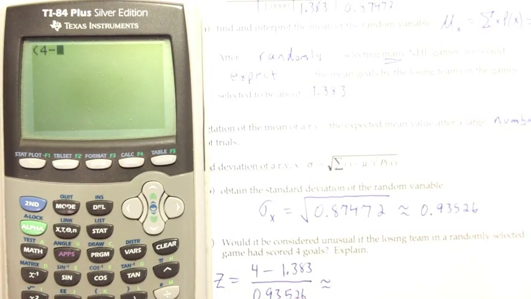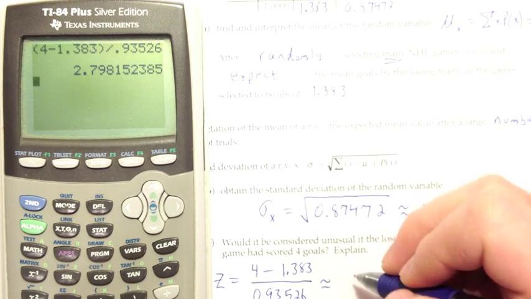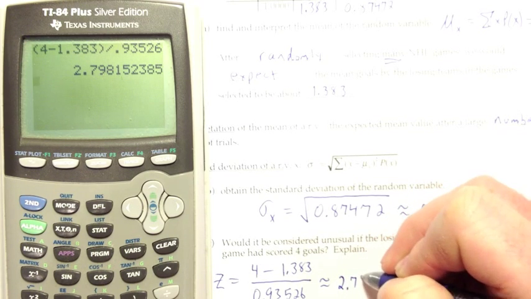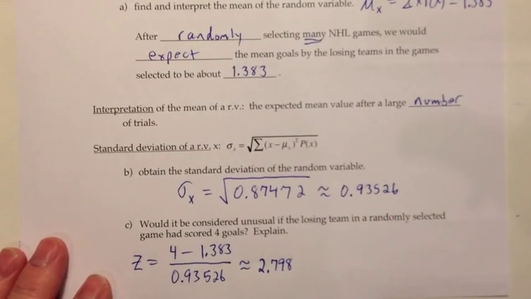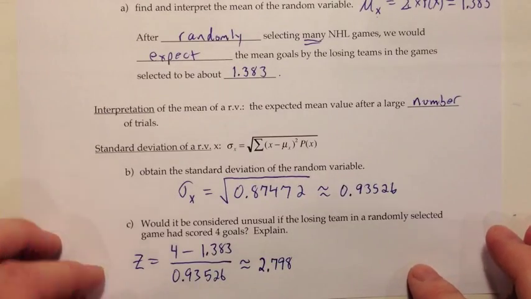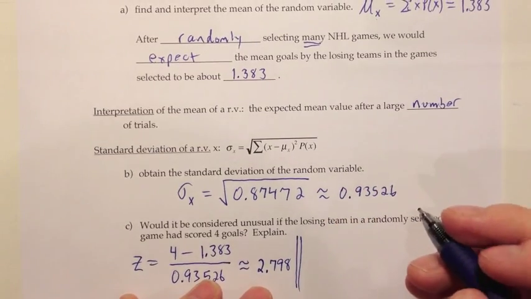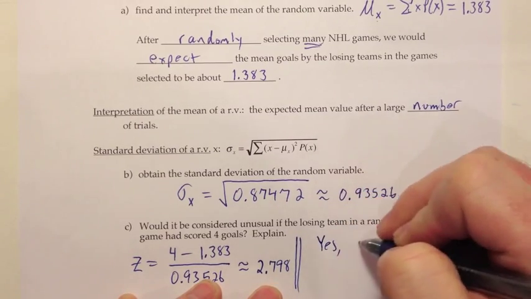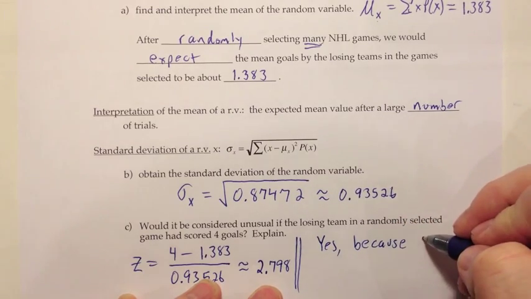So let's see, 4 minus 1.383 divided by 0.93526. So I get a z-score there of 2.798. And we know from chapter 3 that anytime you get a z-score that is over 2, you've just seen an unusual event. So would it be considered unusual for the losing team to score 4 goals? I would say yes, because 4 goals is more than 2 standard deviations away from the mean.